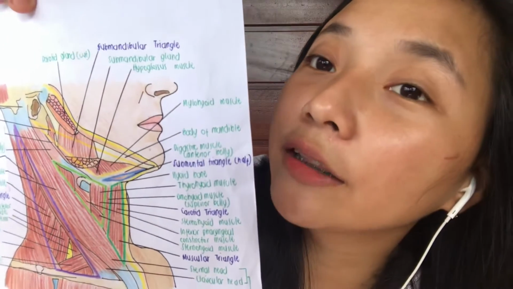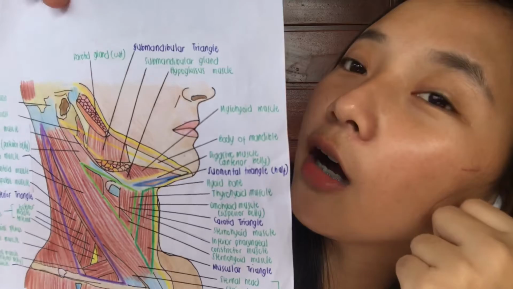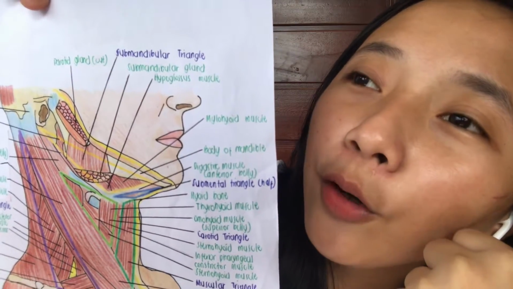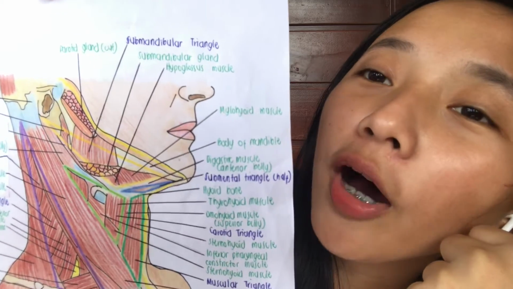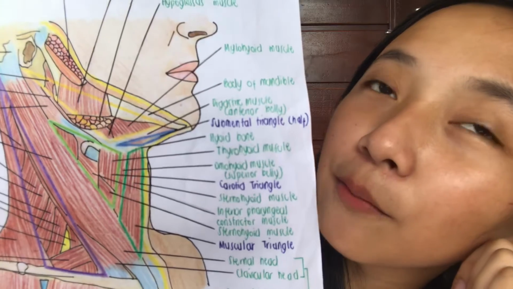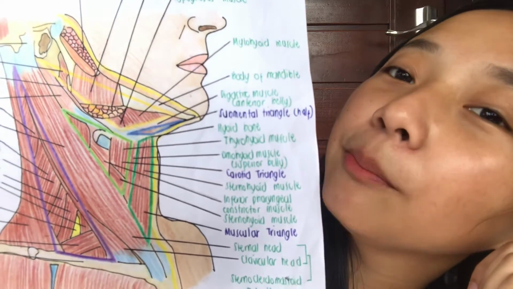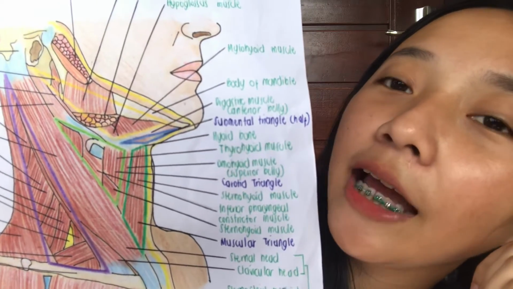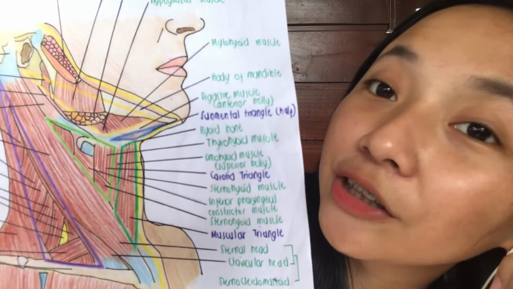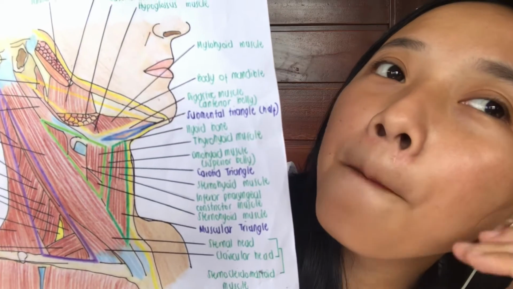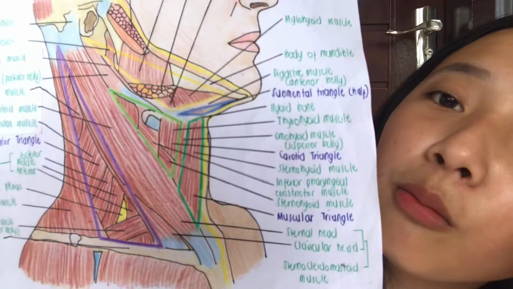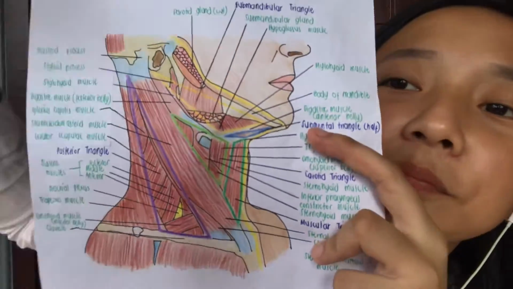So the anterior boundary of the carotid triangle is the superior belly of the omohyoid muscle. Its superior boundary is the posterior belly of the digastric muscle, and posteriorly, it is bounded by the anterior border of the sternocleidomastoid muscle.